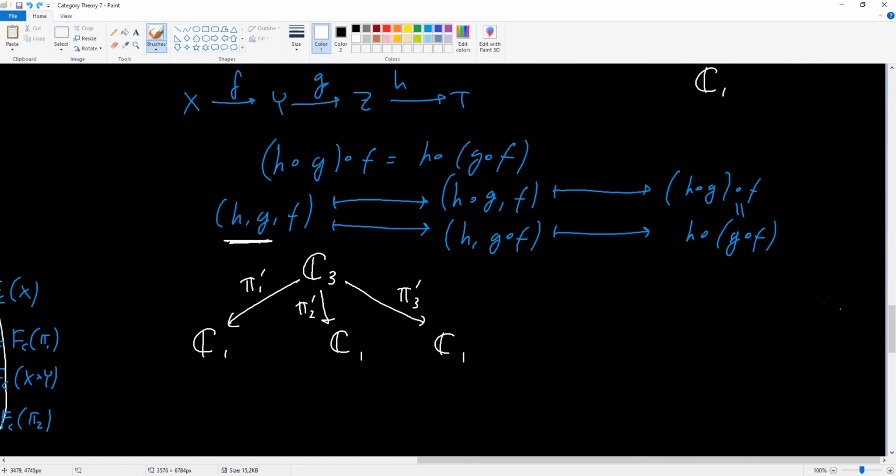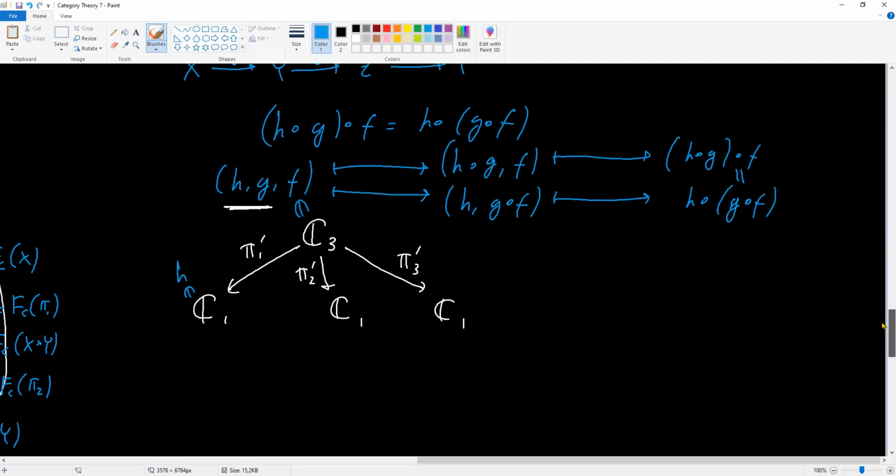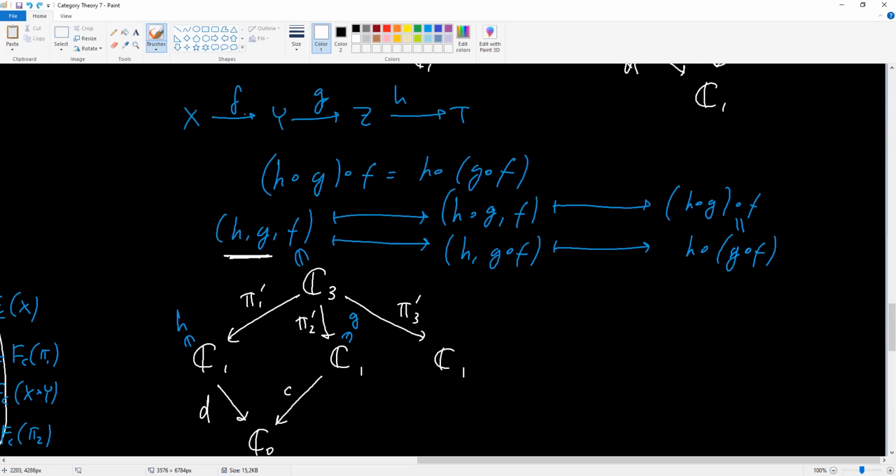So selecting H out of the triple means applying the pi1 map. So when I apply the pi1 map to the triple, the triple is an element here, I get H, and I want the domain of that. I can get the domain of that by applying the D map. But I want that to be the same as applying the codomain map to G. On the other hand, the domain of G should be the codomain of F.